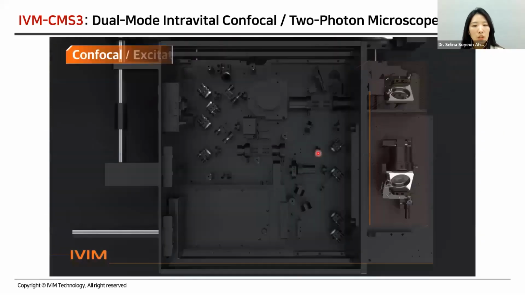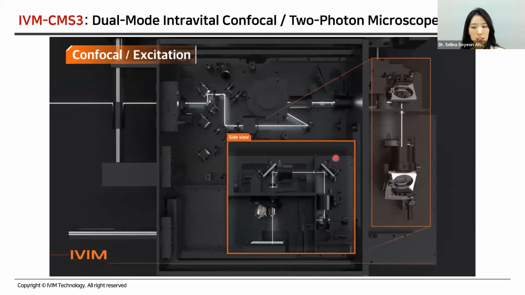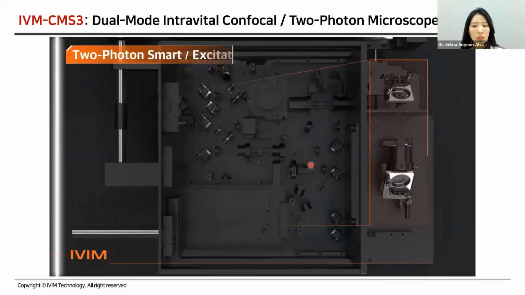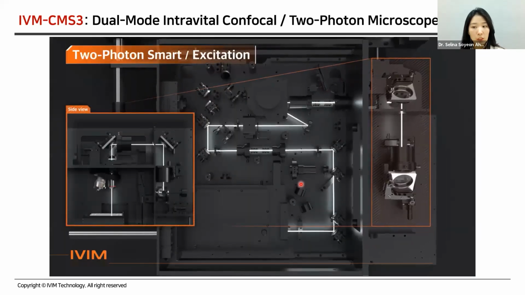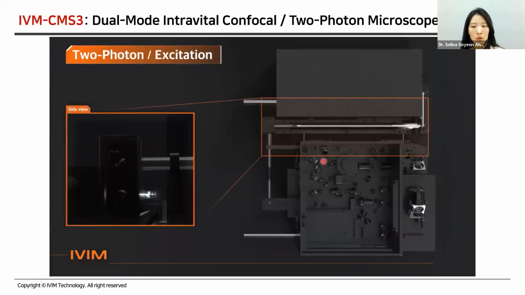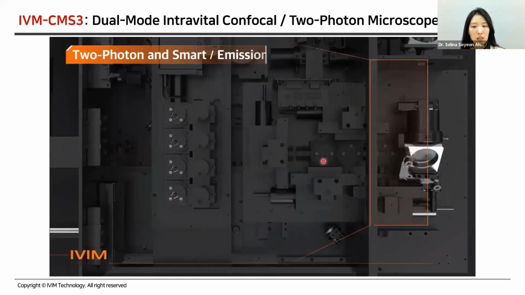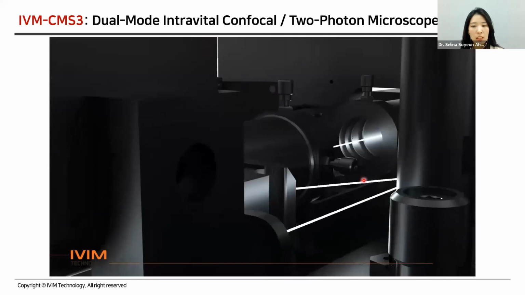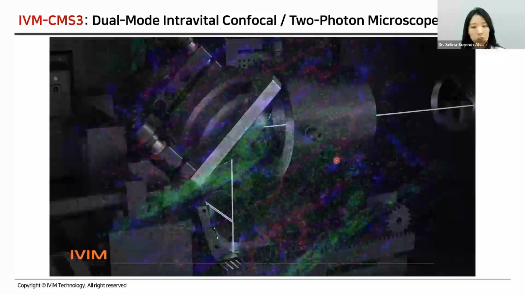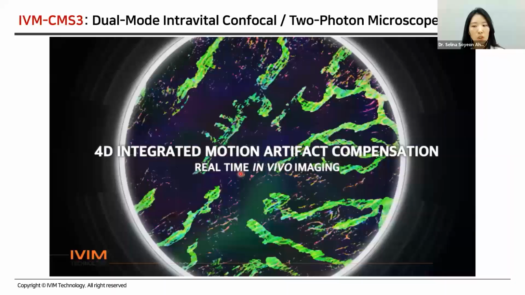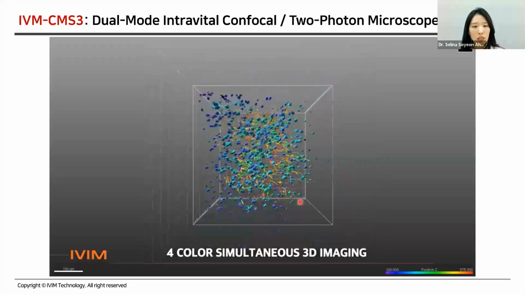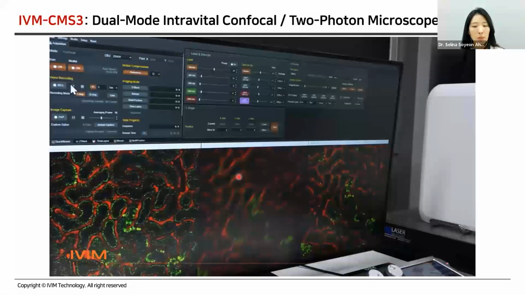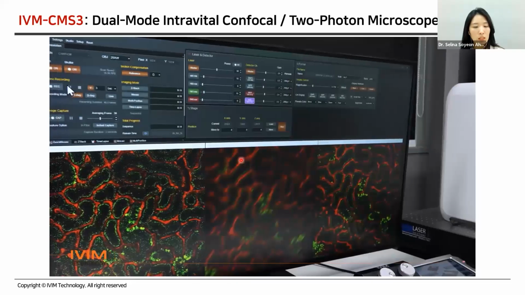So this is the excitation of the confocal system and the emission beam path for the confocal. Compared to the confocal system, which has 4 laser sources, the two-photon system has only one source to excite the fluorescence. Then the emission signals can be separated into the 4 colors and detected by the 4 detectors each. Then by using the motion compensation function, we can get high quality in vivo data in real time. And through the post-processing software, the 4-color simultaneous 3D and 4D imaging analysis can be performed.